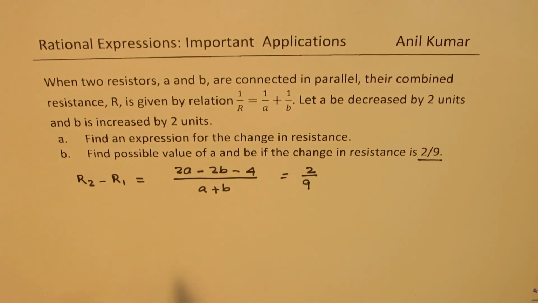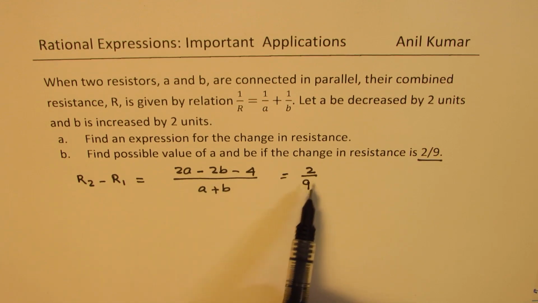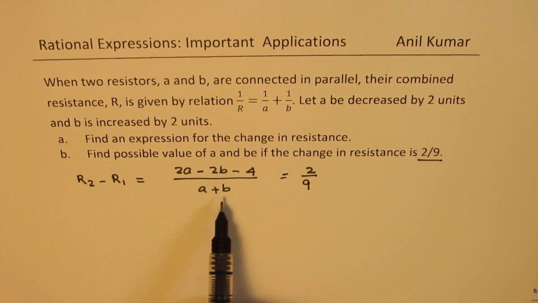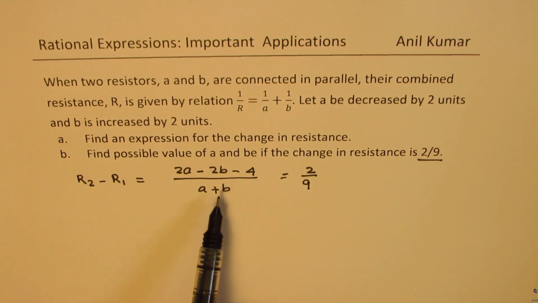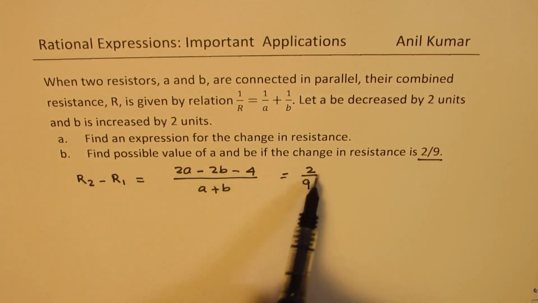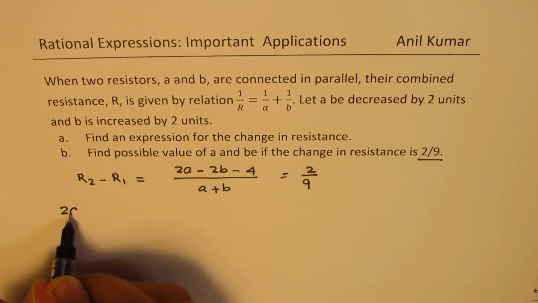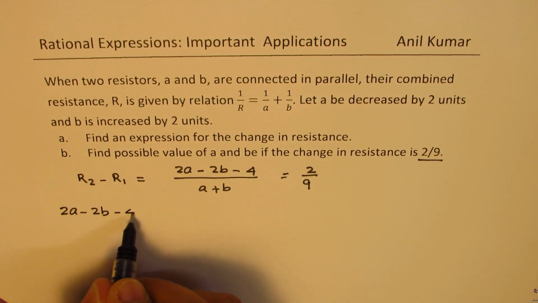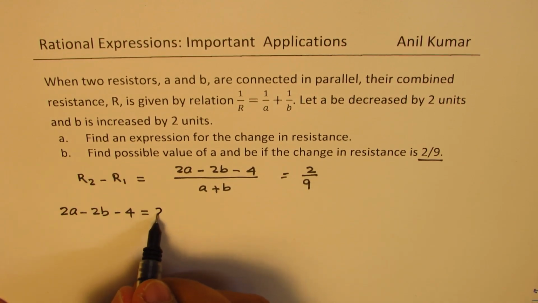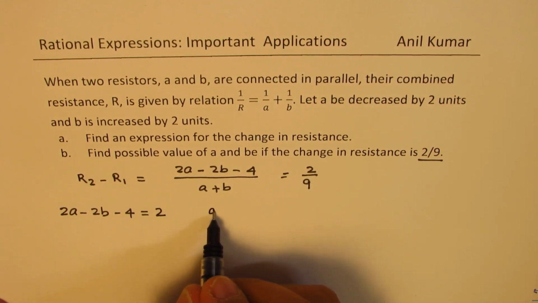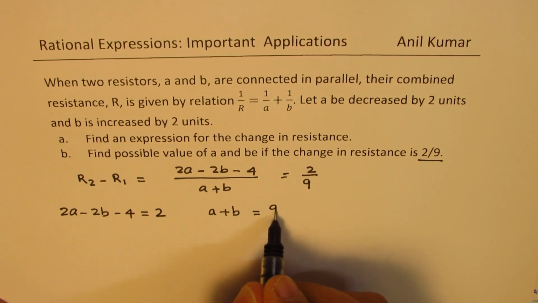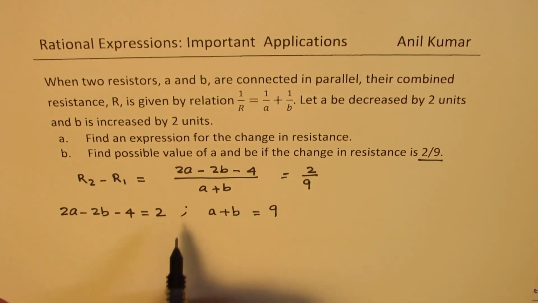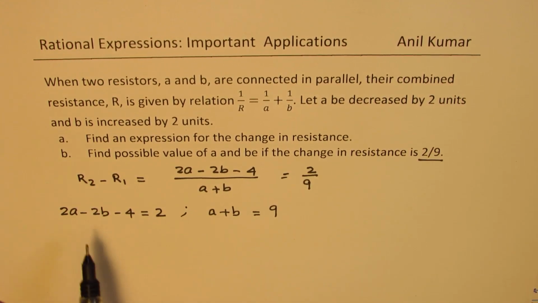Now, seemingly we have only one equation, but we have two unknowns. How are we going to solve it? Well, you can actually form two different equations from these. In the numerator, we have 2a minus 2b minus 4, and we can equate that to 2. In the denominator, we have a plus b, and we could equate that to 9. So what we get here is a set of equations. From two equations, you can always solve. Perfect. So that's how we are going to do it.